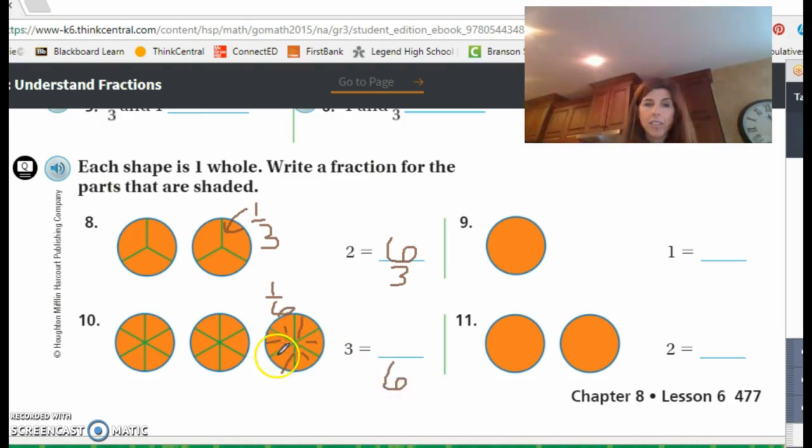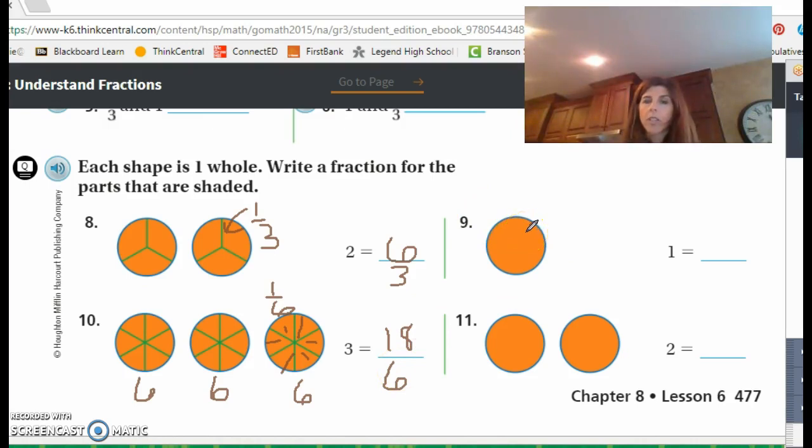How many are shaded all together? You have to count all of them up. There's 6 here, 6 here, 6 here. You add those up, 6, 12, 18. 18 are shaded. 18 out of 6 equals 3. So 3 of them, 3 wholes are all shaded, or we could call it a fraction. The fraction we would call it would be 18/6.